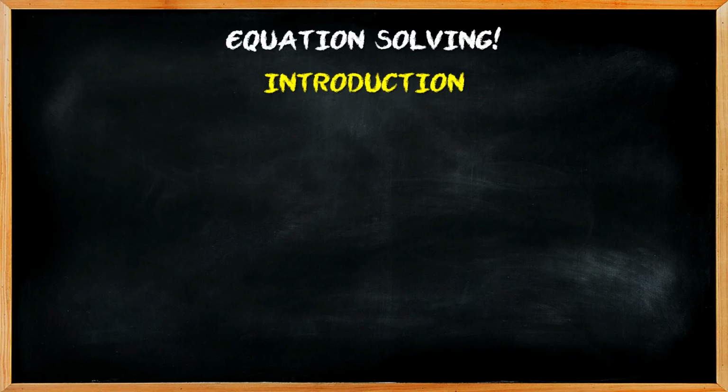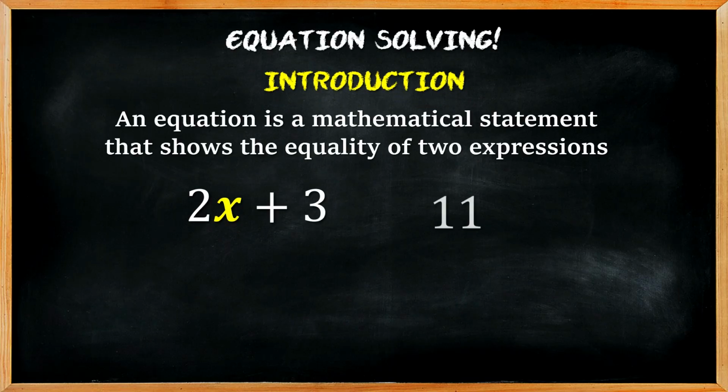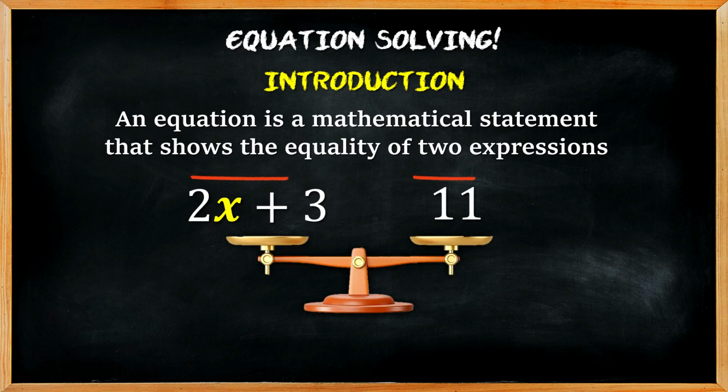An equation is a mathematical statement that shows the equality of two expressions. Think of it as a balance that must remain equal on both sides. Just like a balance scale, an equation must have equal weight on both sides. The equal sign acts as the fulcrum maintaining this balance.